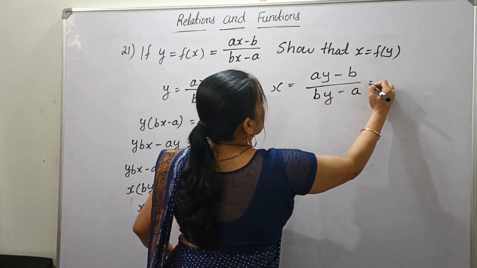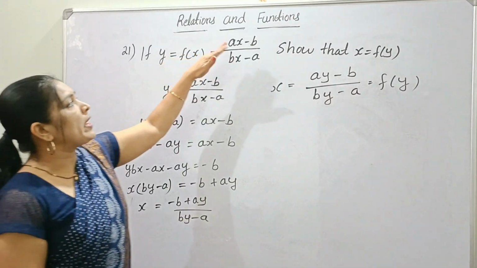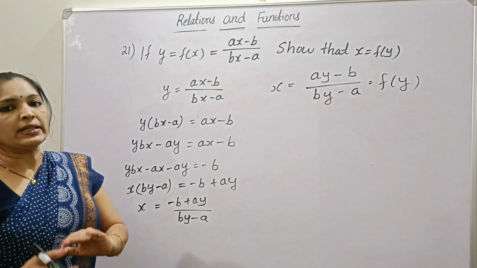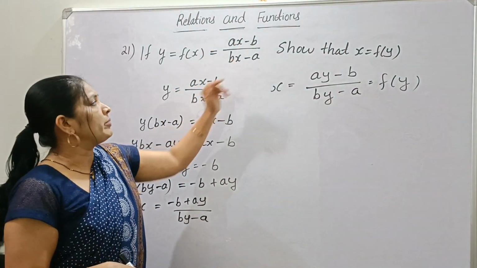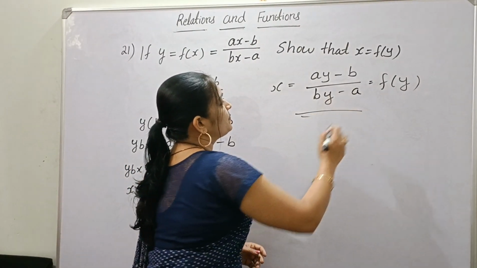It is nothing but f of y. Okay, because f of x is equal to ax minus b divided by bx minus a. So write y in place of x, then you will get f of y, that is ay minus b divided by by minus a. Hence it is proved.